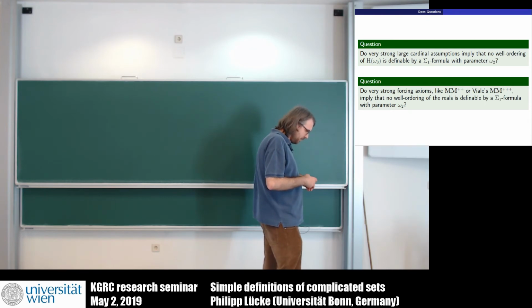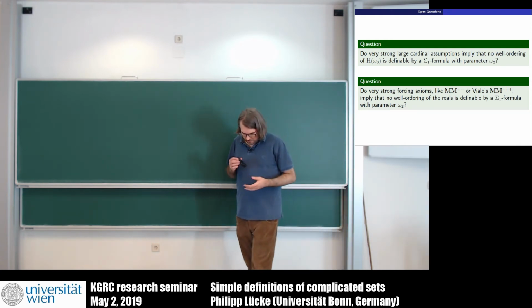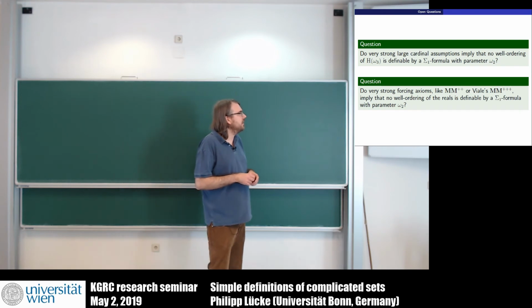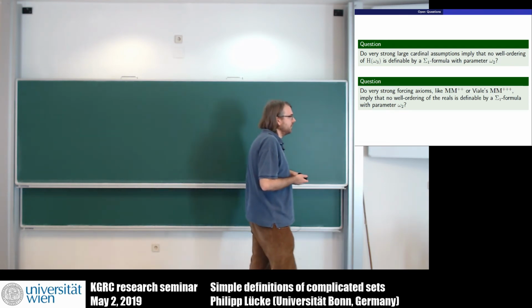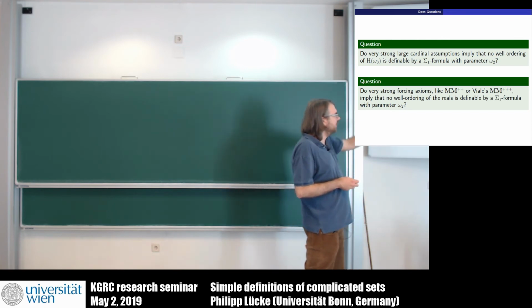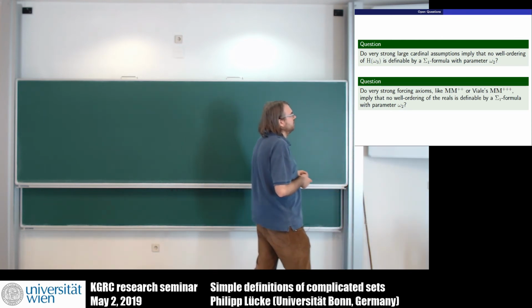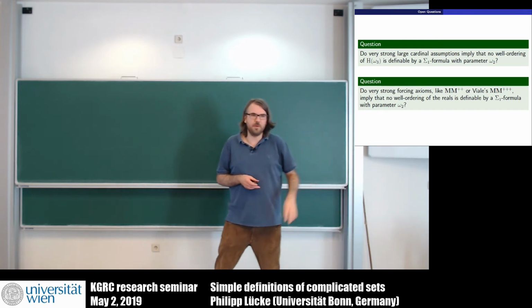This observation about well orderings of the reals with parameter omega 2, the results of Aspero, they produce models where PFA holds, but it's not clear if you can get something stronger there. So actually, very strong forcing axioms might rule out the existence of such a well ordering of the reals that is Sigma 1 with parameter omega 2.